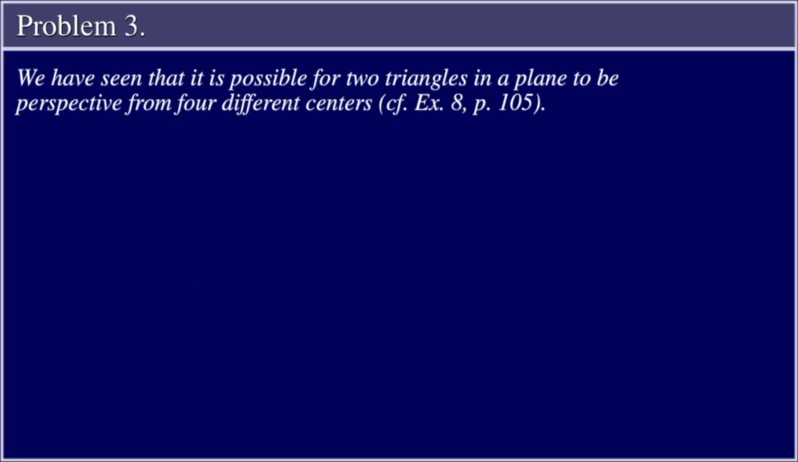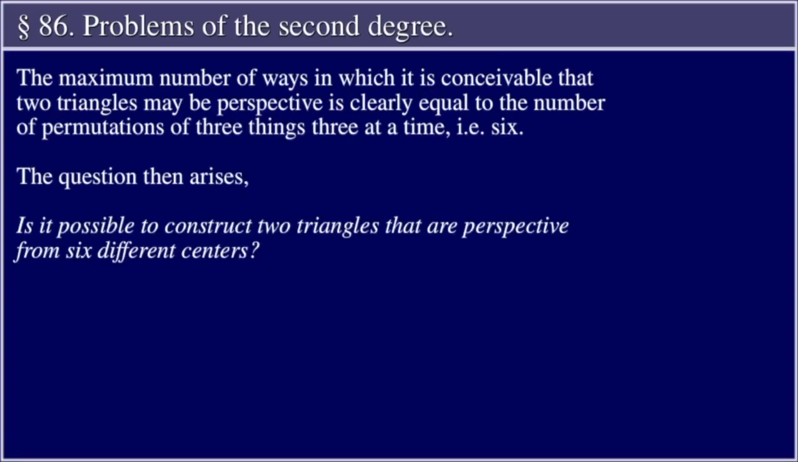Problem 3. We have seen that it is possible for two triangles in a plane to be perspective from four different centers, cf. Exercise 8, page 105. The maximum number of ways in which it is conceivable that two triangles may be perspective is clearly equal to the number of permutations of three things, three at a time, i.e. 6. The question then arises, is it possible to construct two triangles that are perspective from 6 different centers?